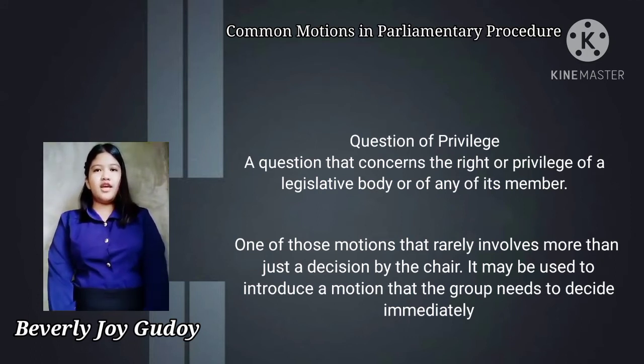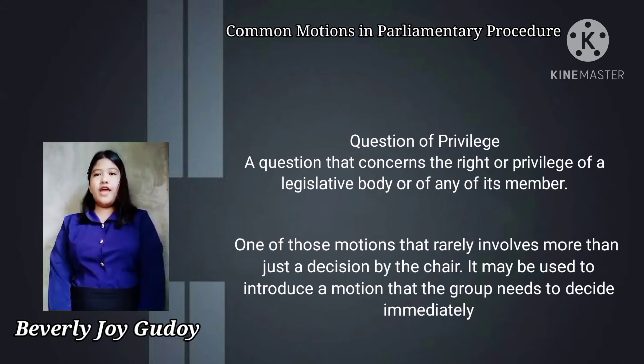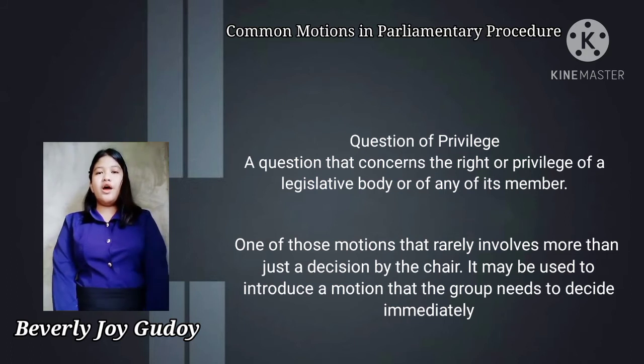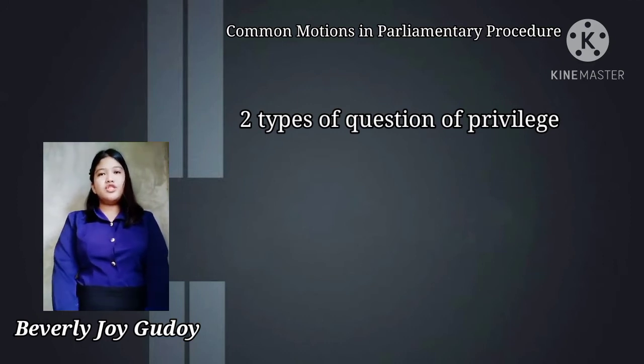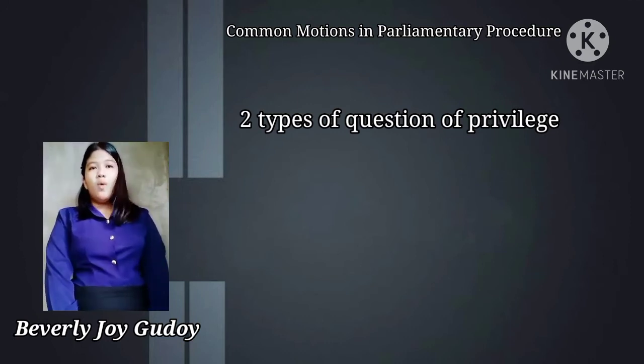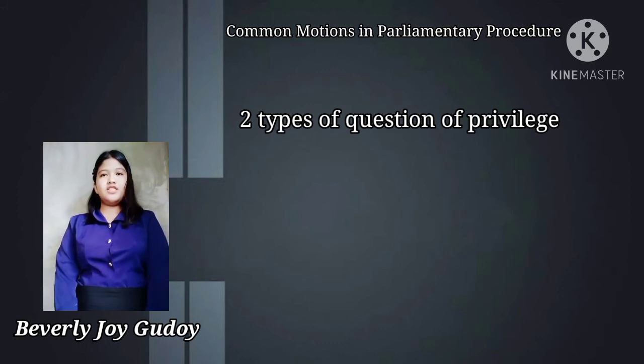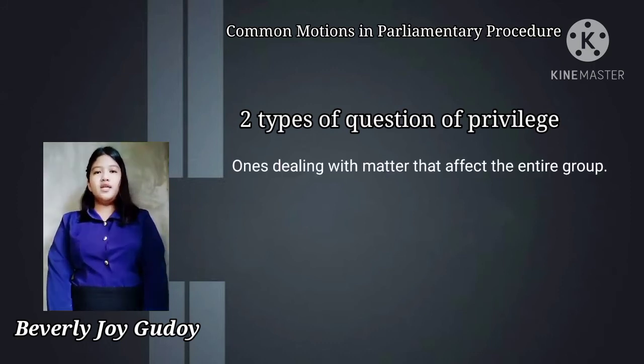Plenty of situations can arise during meetings that keep members from being comfortable or able to concentrate on the business at hand. Anything that affects the comfort of any assembly can be dealt with on the request of one member who raises a question of privilege. There are two types of question of privilege: ones dealing with matters that affect the entire group, and ones dealing with matters that affect an individual.